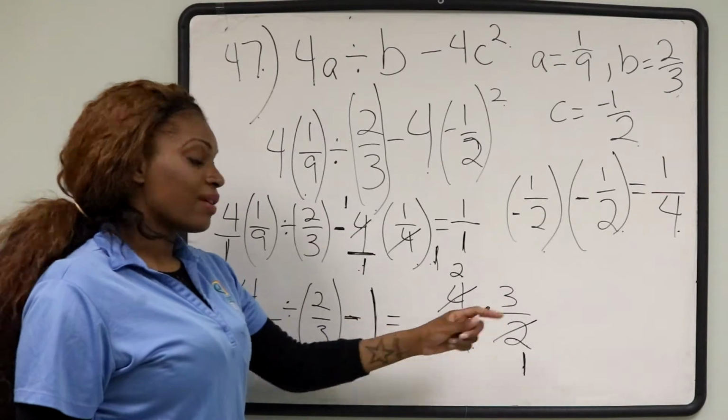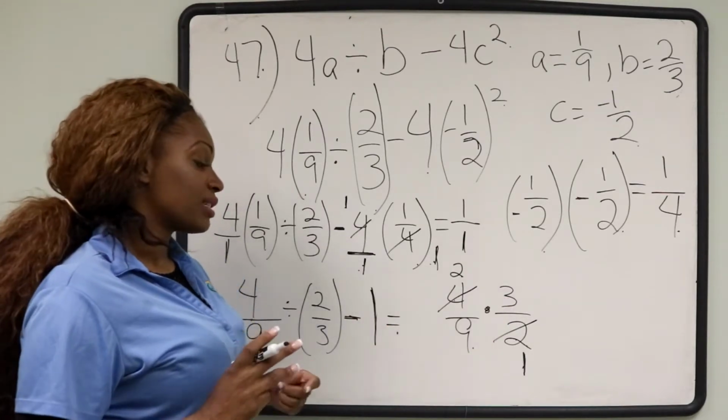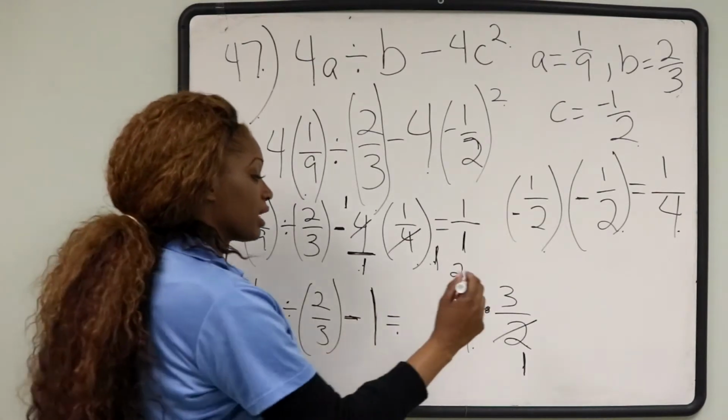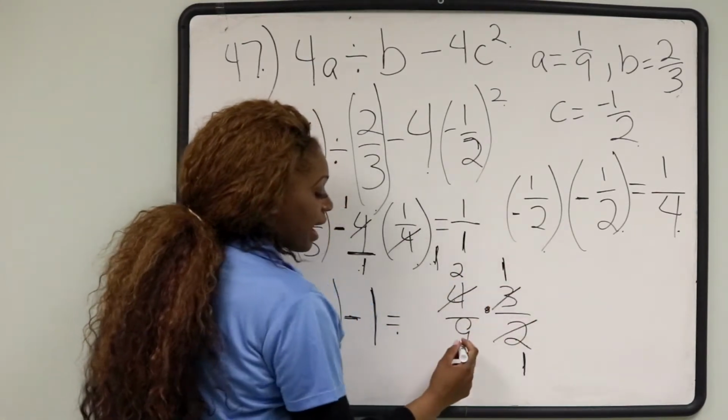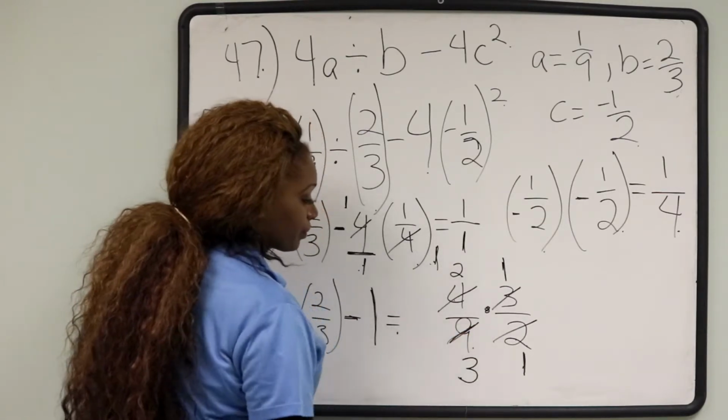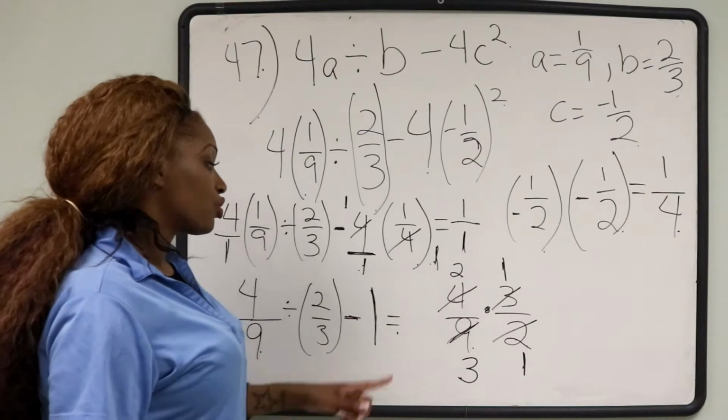9 and 3 have a factor in common as well. They both have 3 as a factor in common. So we're going to divide both by 3. 3 divided by 3 is going to give us 1. 9 divided by 3 is going to give us 3. Okay? So now we can multiply straight across.